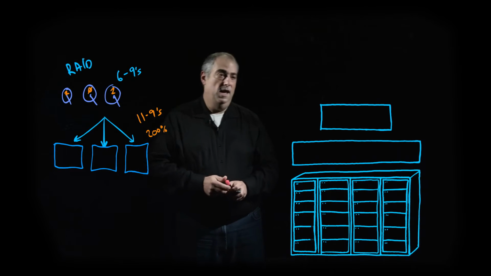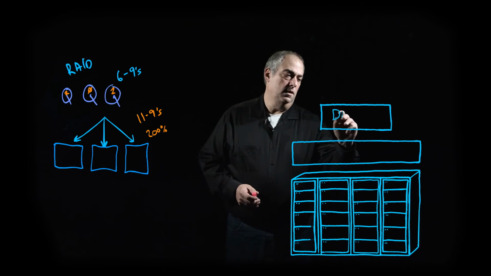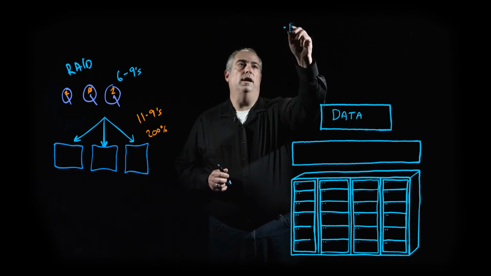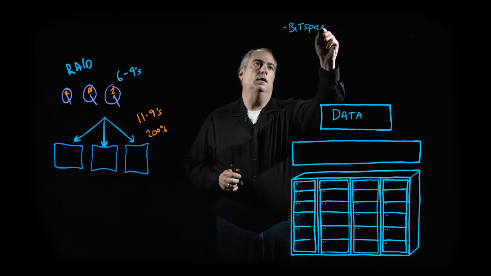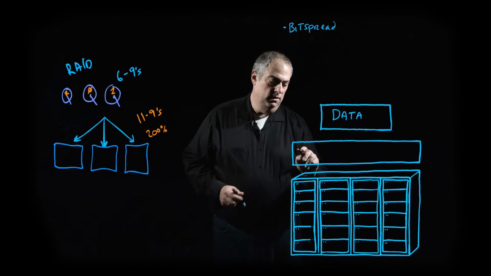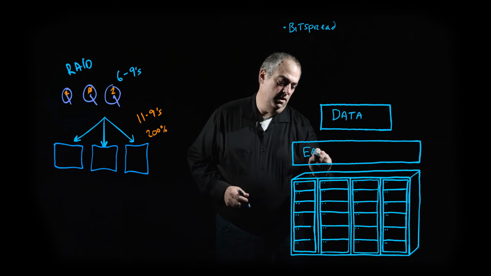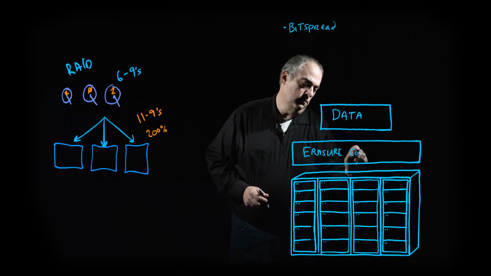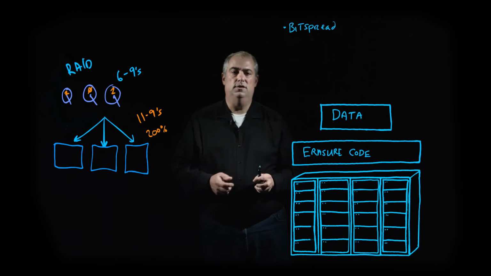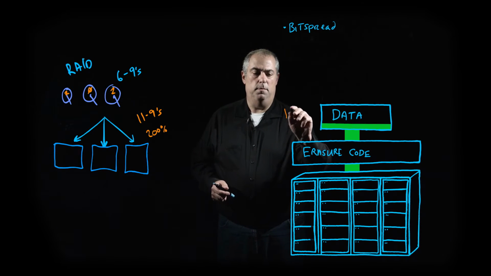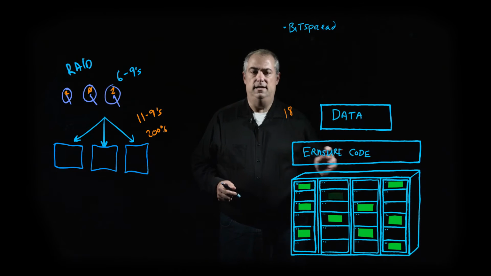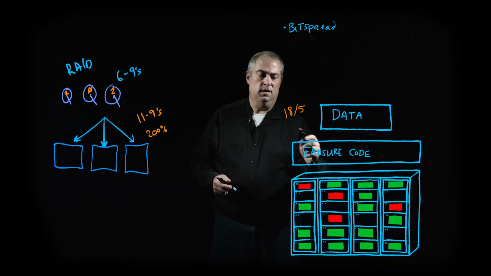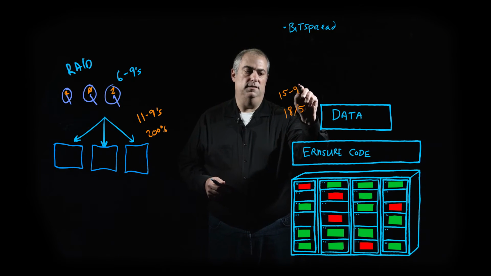Now on the Active Archive side, your data uses a technology we refer to as Bitspread. And with Bitspread, we use a technology called erasure encoding. And what erasure encoding allows us to do is take your data and break it up into multiple chunks, in our instance 18 chunks, of which we can lose up to 5 pieces without data loss. This gives us the equivalent of 15 nines of data durability.